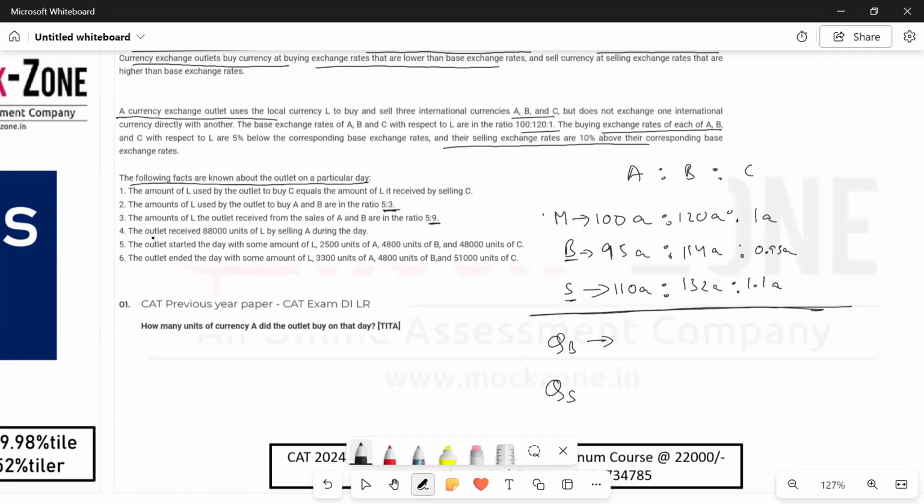Now the fourth statement says the outlet received 88,000 units of L by selling A during the day. We know that the selling price of A is 110A. Let's not assume it A, because we'll get confused with the currency A above. Let's say this is some random number K. Instead of A, let's assume this is K, so that we don't get confused with the currency A.